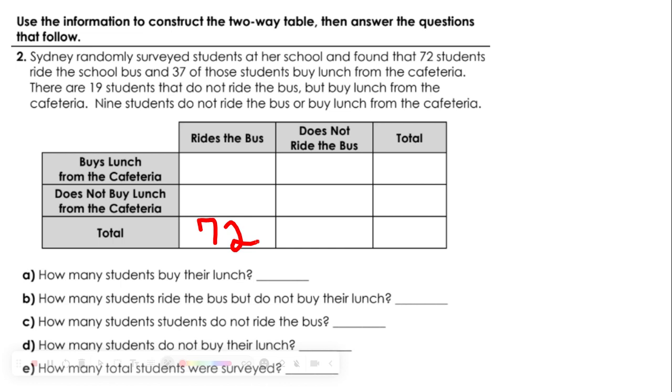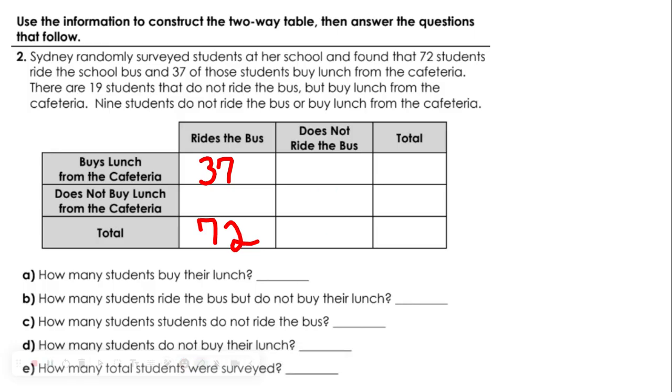Of those students, of the people who ride the bus, 37 buy lunch from the cafeteria. So 37 goes there. They ride the bus and they buy lunch from the cafeteria. Then it says there are 19 students who do not ride the bus. So find the not ride the bus thing, but they do buy lunch from the cafeteria. So the overlap of do not ride the bus and does not buy lunch from the cafeteria is 19. We are told that 9 students do not ride the bus or buy lunch from the cafeteria. So 19, hold on a second, I have done something wrong. Give me a second.